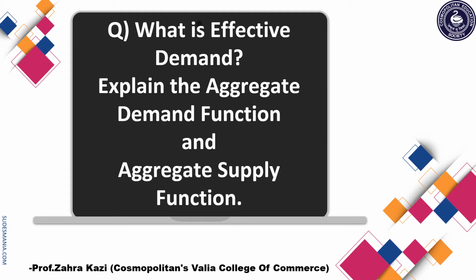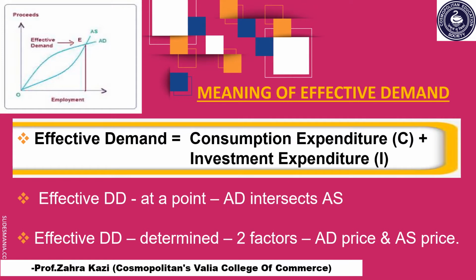Let's understand what is effective demand and also understand the aggregate demand function and aggregate supply function. Now let's understand the meaning of effective demand. In simple words, effective demand means total demand for goods and services. Therefore, greater the level of effective demand, greater will be the level of employment in the economy. Effective demand implies the total expenditure on consumption goods and on investment goods at any equilibrium level of employment. Therefore, we have an equation here, that is, effective demand is equal to total consumption expenditure, represented by C, plus investment expenditure, represented by I.